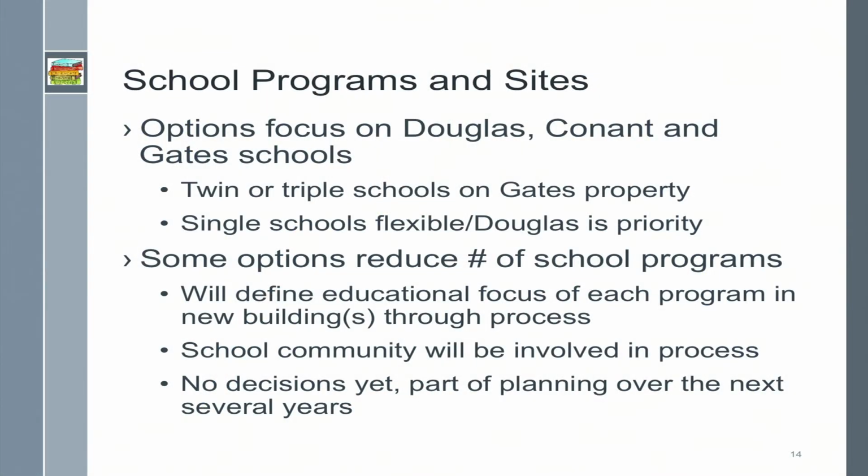As part of the building design process, we will define the educational focus for each program in any new buildings. The school community and the community at large will be involved in this process. So at this time, we don't know what those changes will be. For example, through the process, we might decide to merge 2 of the approaches together. Or since we're designing new space, we could decide on a new approach that might not have been possible in one of the old buildings. And this will be part of the planning over the next several years. I'm hoping that we can think about this as an opportunity to really optimize what we have and perhaps come up with something even better.